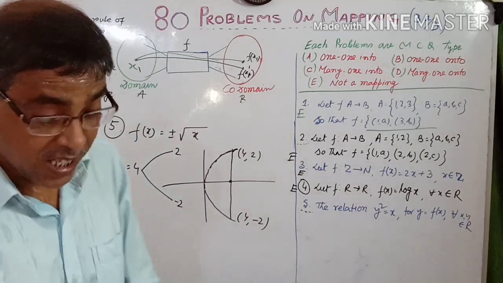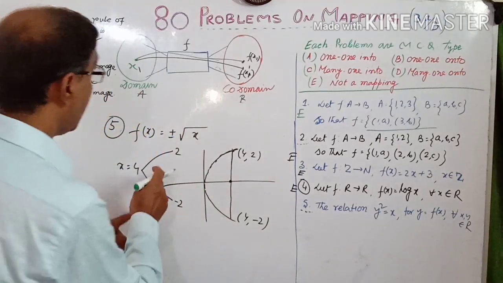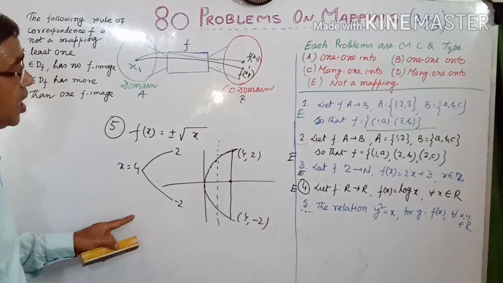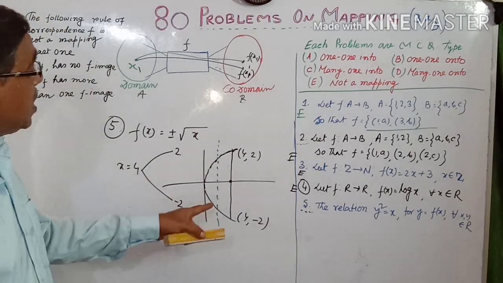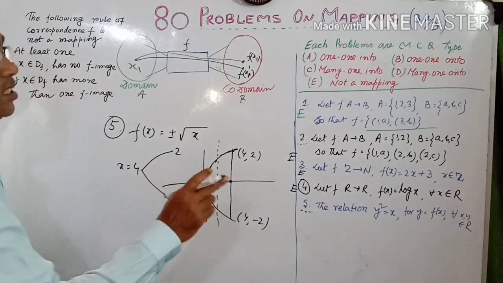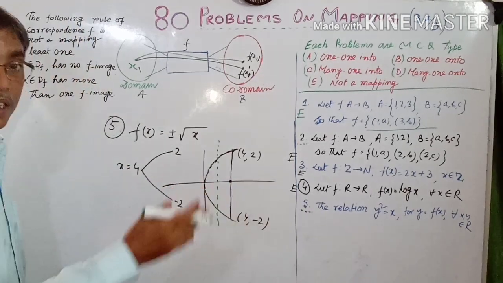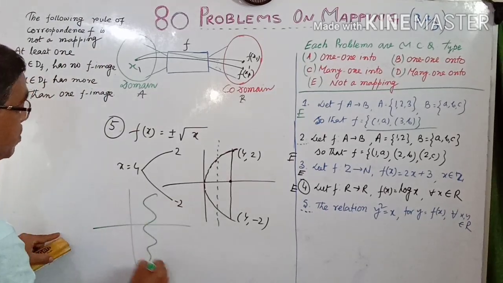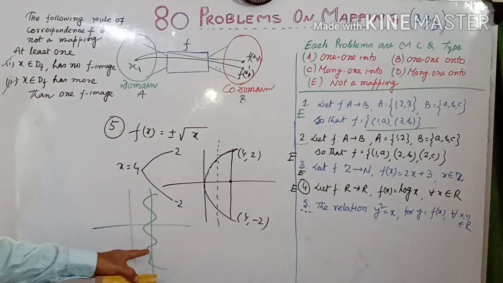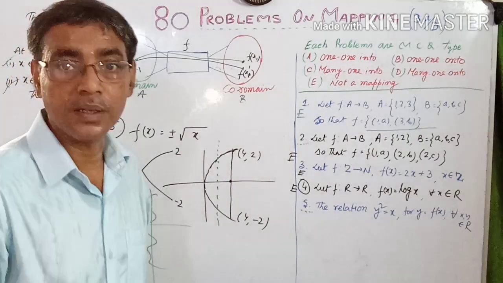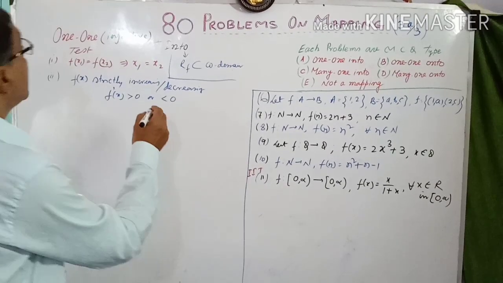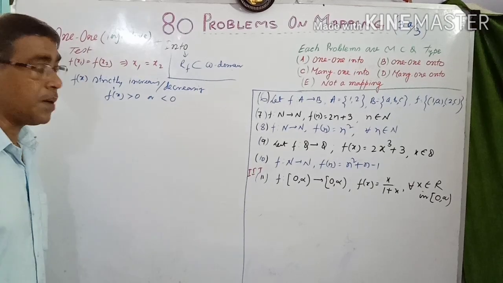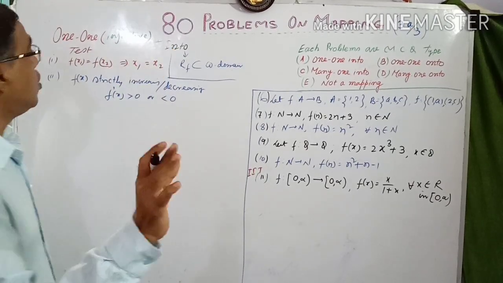Also, we can say that if a line parallel to the y-axis cuts the curve at more than one point, then this type of function or relation is not a mapping. Also, this type of curve does not form a mapping. Let us come to the problems on one-one mapping, that is injective mapping, one-one into or onto.